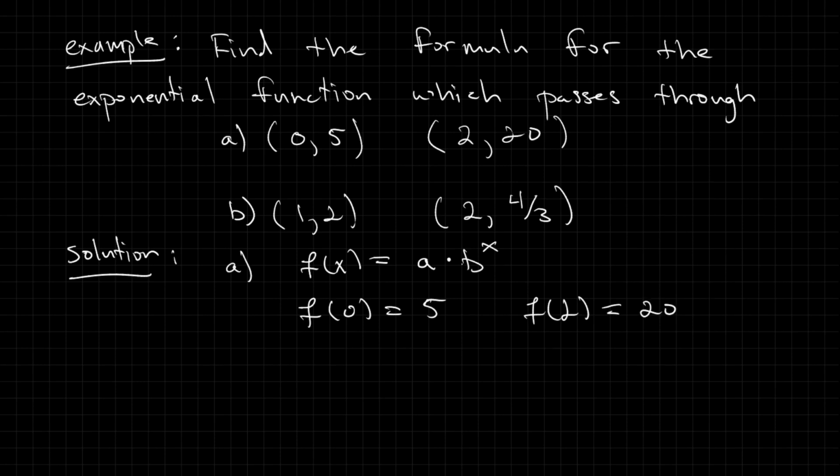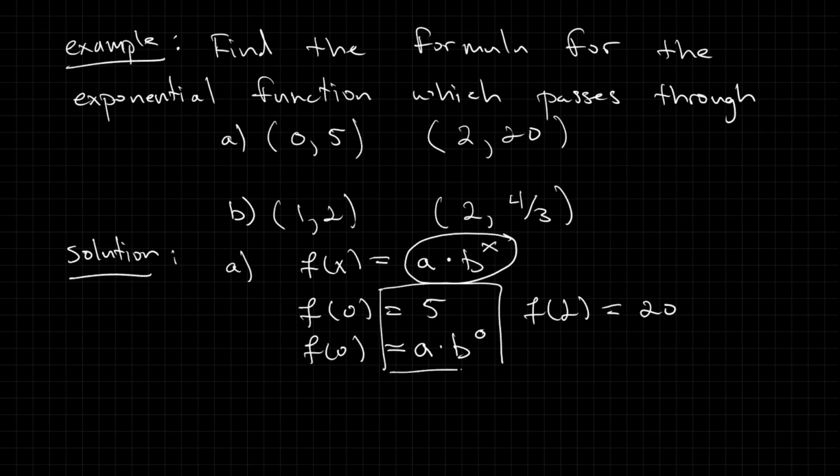Now we'll go ahead and take our assumed form of the function, a times b to the x, and we'll go ahead and write what f of 0 is. For a function of this form, it's going to be a times b to the 0 power. And so 5 has to be equal to a times b to the 0 power. Now b to the 0 is 1. And so that means that a has to be equal to 5. And so we are halfway to our solution, because we know now that a is 5, so this has to be 5 times b to the x.